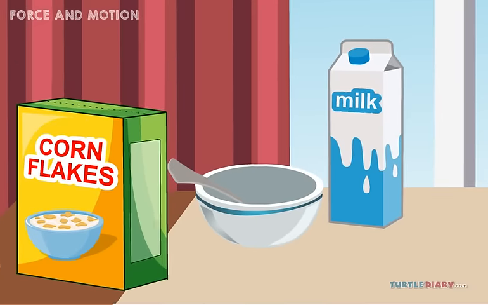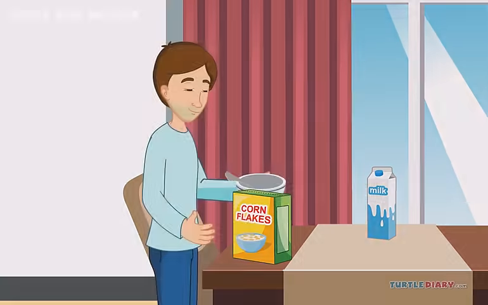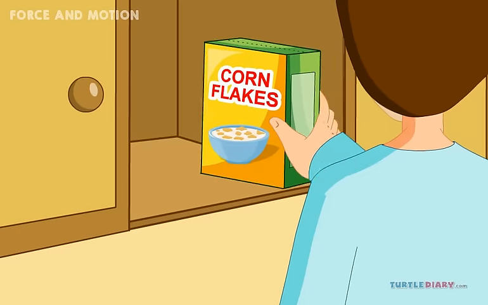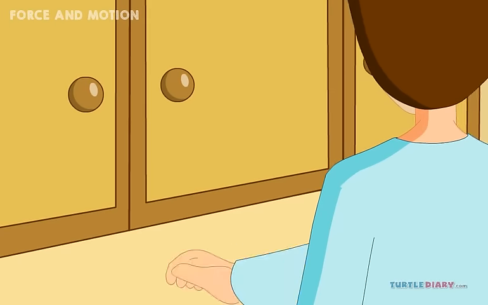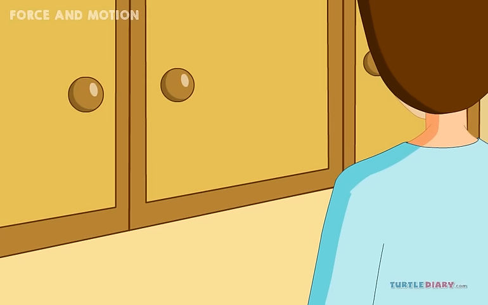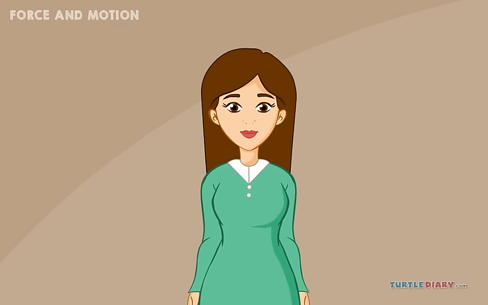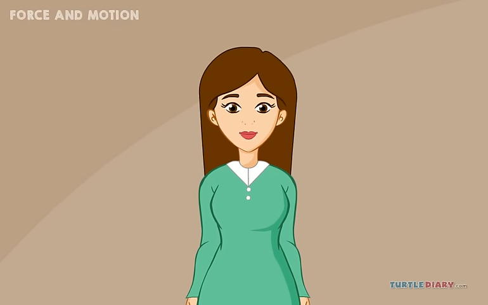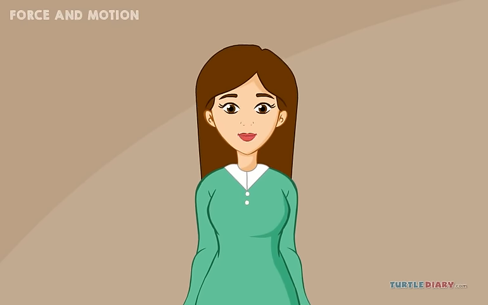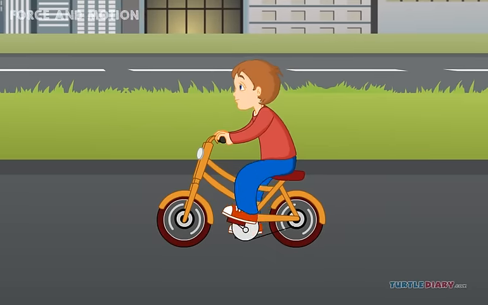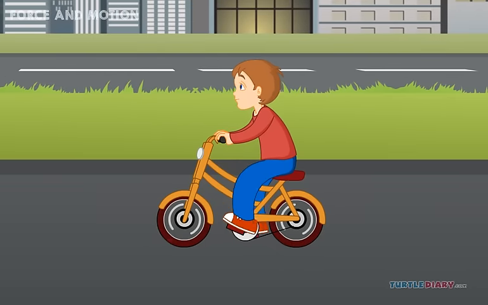When he's done eating, he pulls up all the food items on the table and pushes them back in the cabinet or fridge. He pushes a washcloth across the dishes to clean them. That's a lot of pushes and pulls. Now, let's use another example of motion. Riding a bike. You use force to get a bike to move.